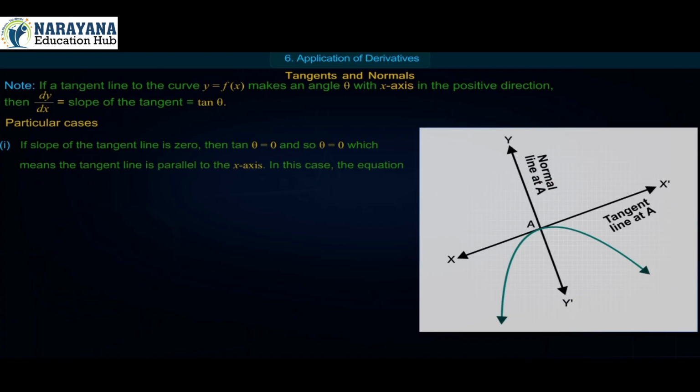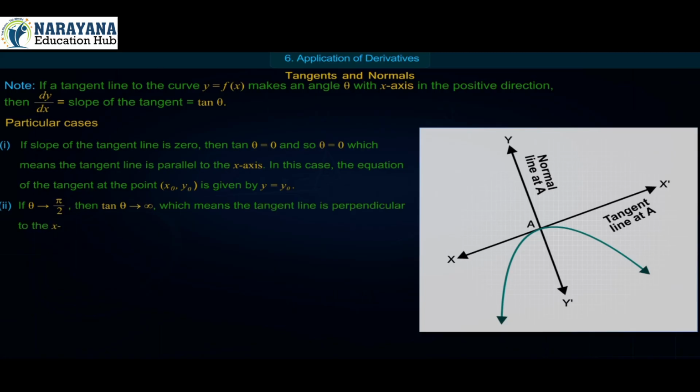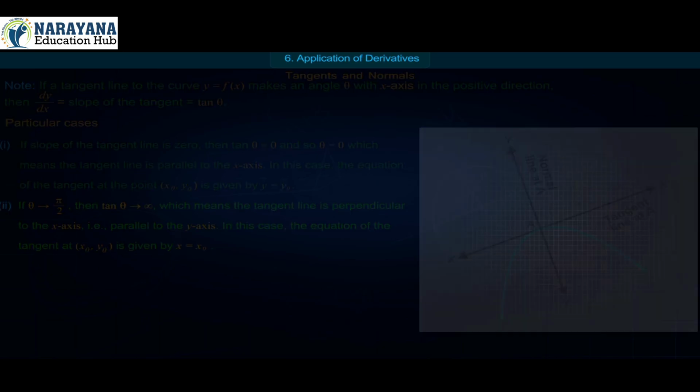In this case, the equation of the tangent at the point x0, y0 is given by y is equal to y0. Number 2. If theta tends to pi by 2, then tan theta tends to infinity, which means the tangent line is perpendicular to the x-axis, that is parallel to the y-axis. In this case, the equation of the tangent at x0, y0 is given by x is equal to x0.